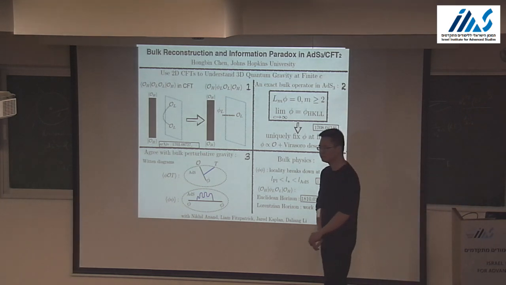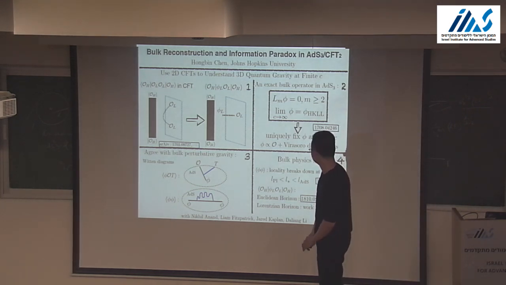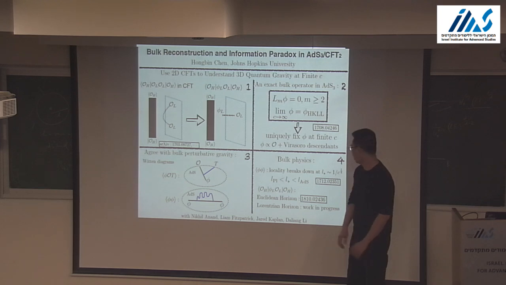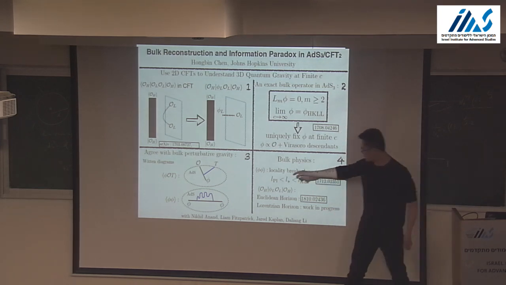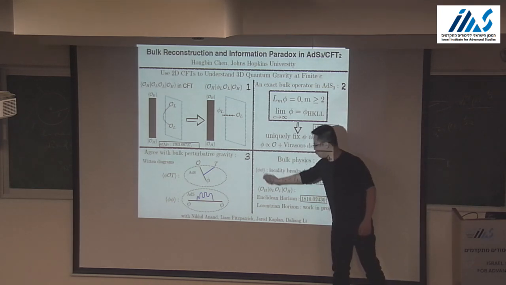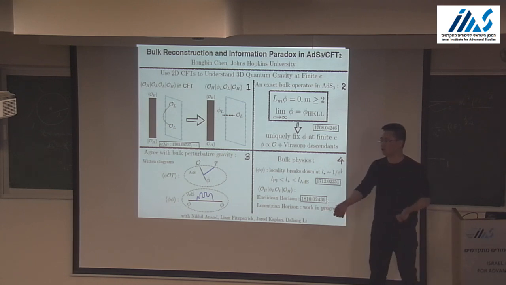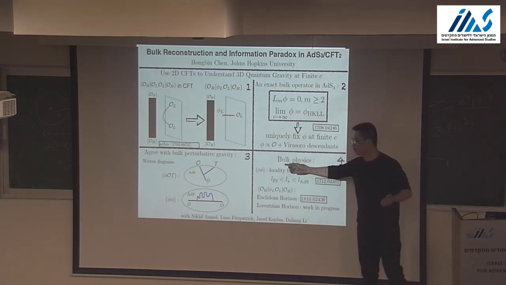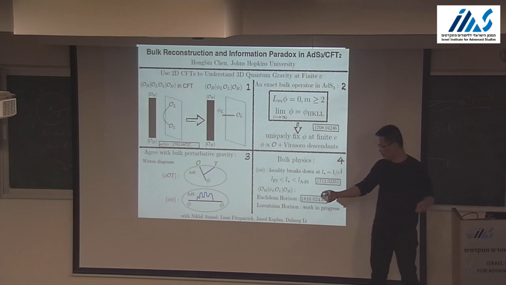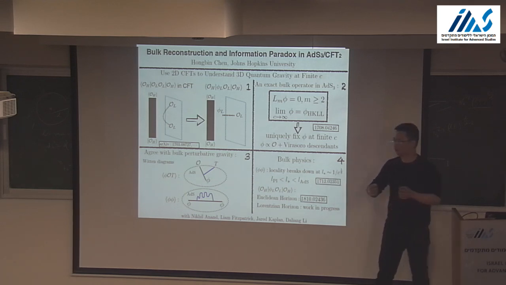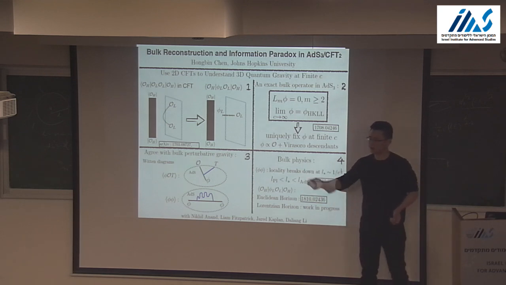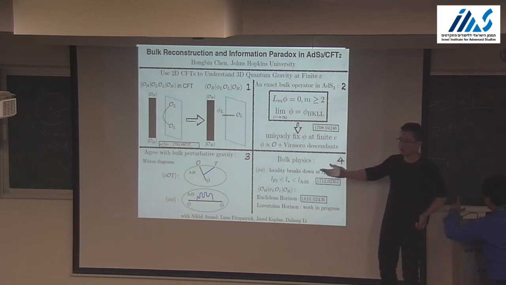Can you explain the breaking down of locality? What do you mean by that exactly? So this bulk operator phi is a real scalar operator, and we compute this phi two-point function. We found that when you send this distance to this scale, then the two-point function develops an imaginary cut, which violates causality.